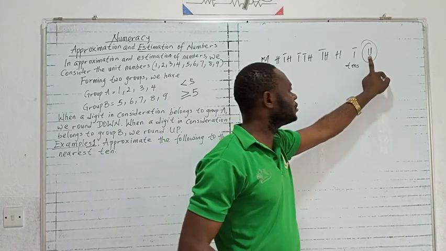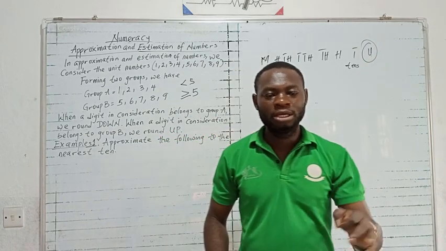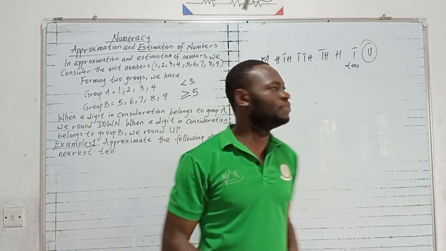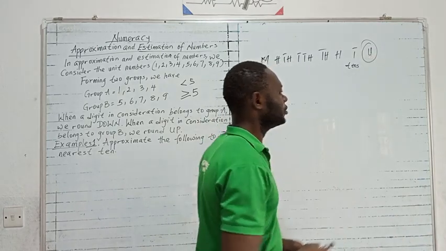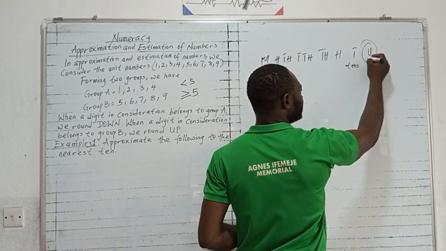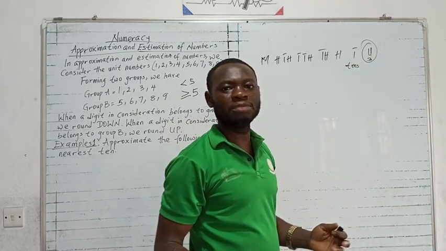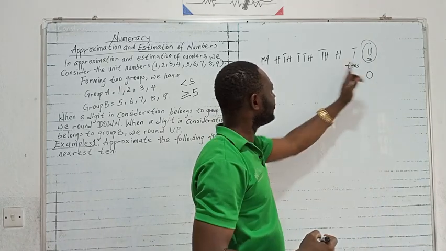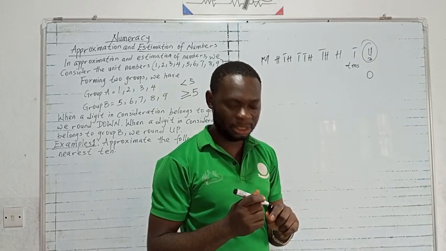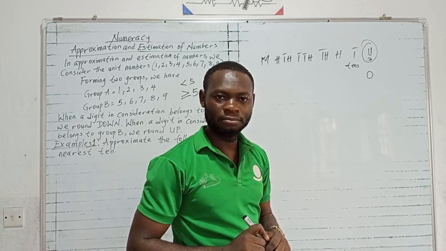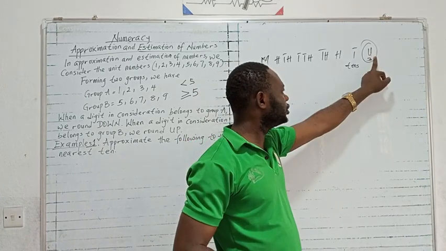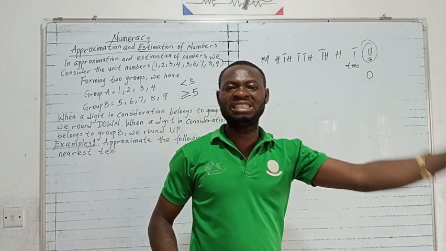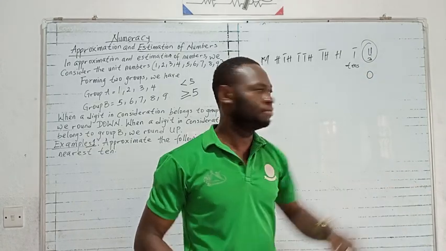If the digit in the unit place value belongs to Group A, then know that you are rounding down. To round down simply means that the digit in the unit place, let's say the digit here is 3, will now become 0. Then every other digit remains the same. To round down means that the digit considered will become 0 and every other digit will remain the same.